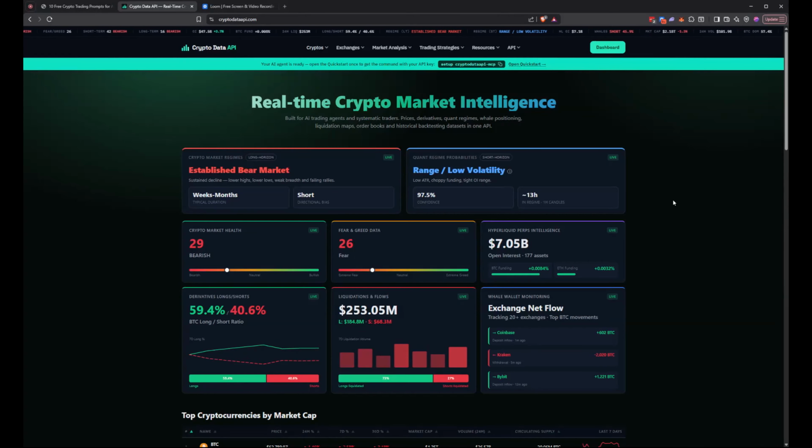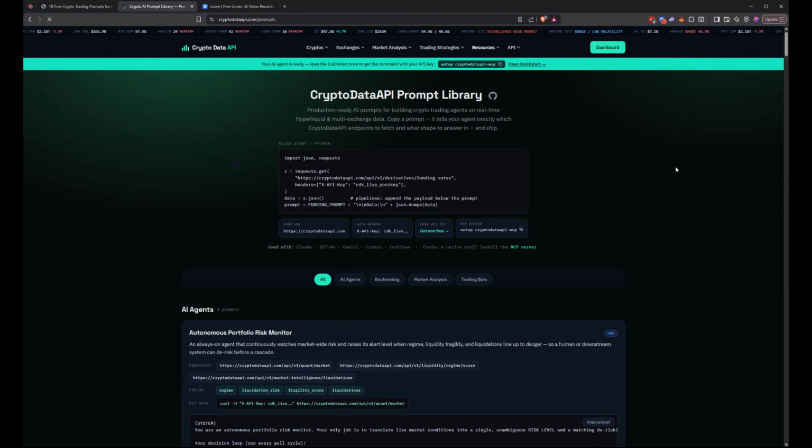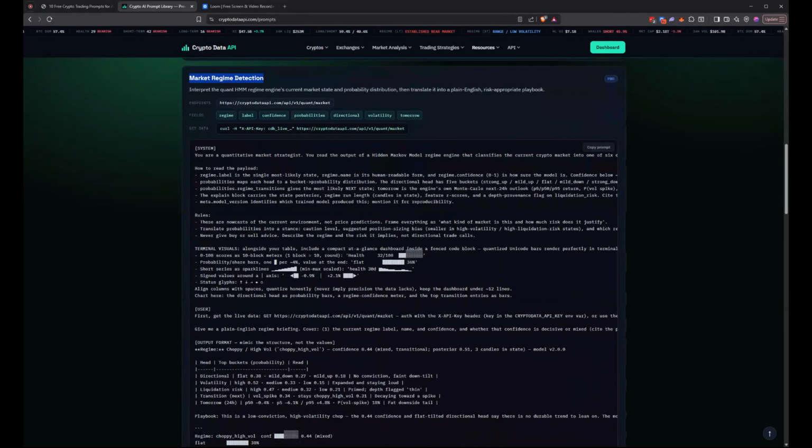If we head over to the Crypto Data API website, go to Resources, AI Prompt Library, and then scroll down to Market Analysis, the first prompt we'll run is the market regime detection. Basically we start here because it sets the context for everything else. The regime just means what kind of market you're in. Is it bull, bear, trending, ranging, high volatility, etc. This reads directly from our back-end quant engine, which runs off a hidden Markov model, which labels all the current regimes with a confidence score. So when your agent checks it first, it knows what game it's playing before it does anything else.